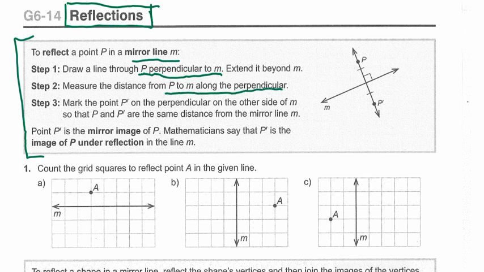So basically, if we're taking P and this is the mirror line M, whatever distance this is right here needs to be repeated over here, right? So that's how we can draw a point in reflection, and you can see that it's P prime. And so it is perpendicular. It's exactly 90 degrees across the line.